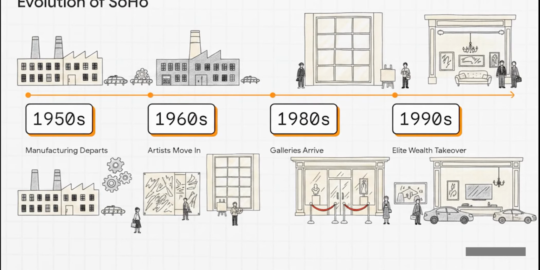But as the 20th century rolls on, manufacturing largely packs up and leaves Manhattan. So you have these massive, light-filled factories just sitting there vacant and empty. Landlords were clueless about what to do with them.